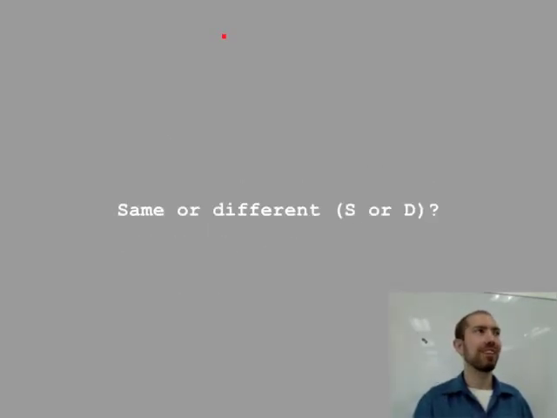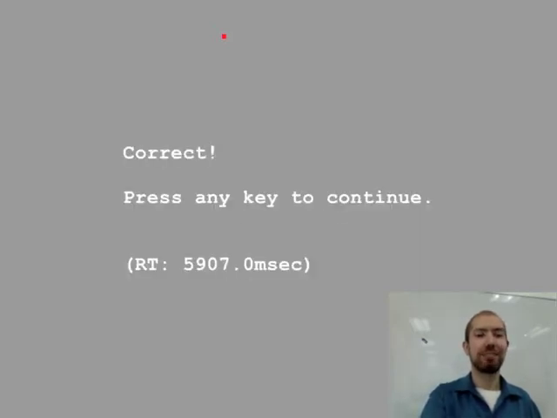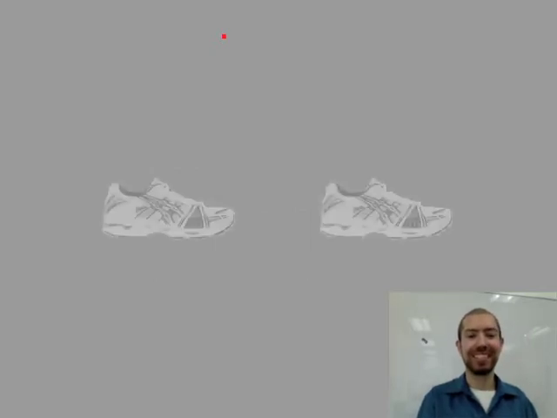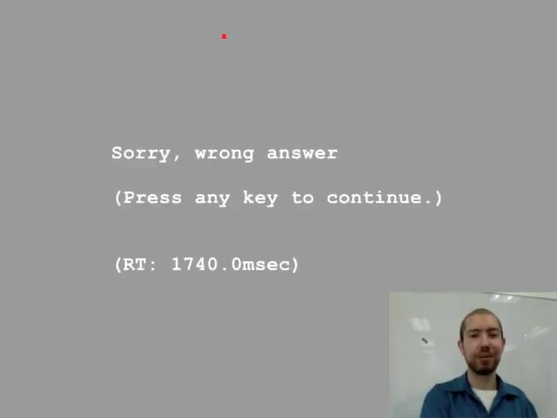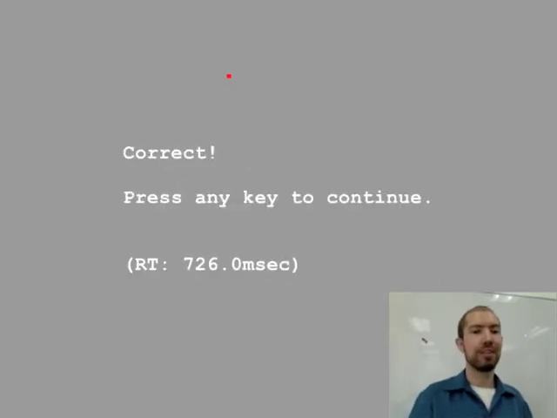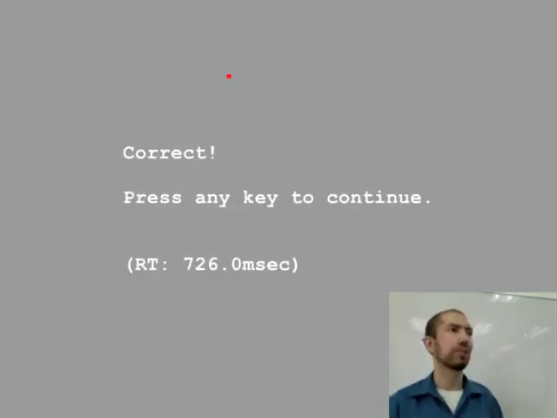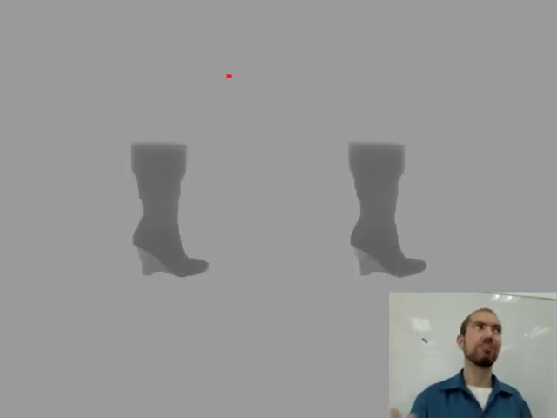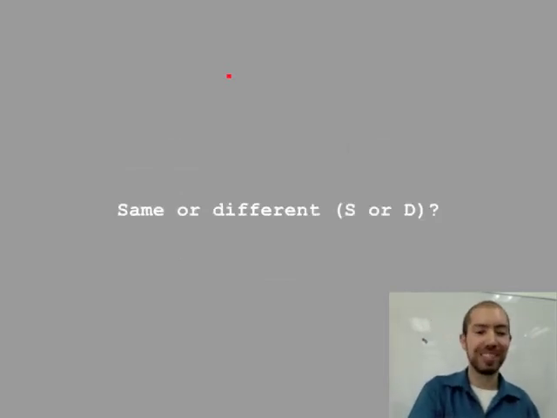Okay, we're the same or different contrast. I think same. All right, that was very slow, 5,900 milliseconds. Same? No, that was supposed to be same. All right, so see, it's got my RT as 1740.0 milliseconds. Let's try to respond very quickly. Okay, that was pretty quick, 726 milliseconds. So that's pretty cool, right? Well, cool in some sense of the word cool.